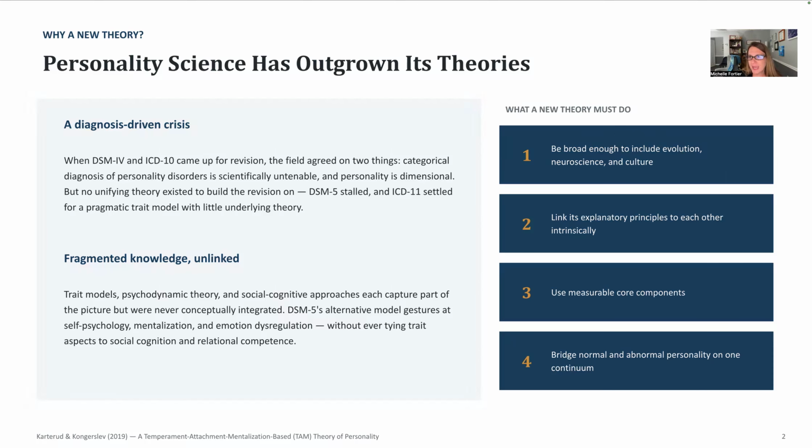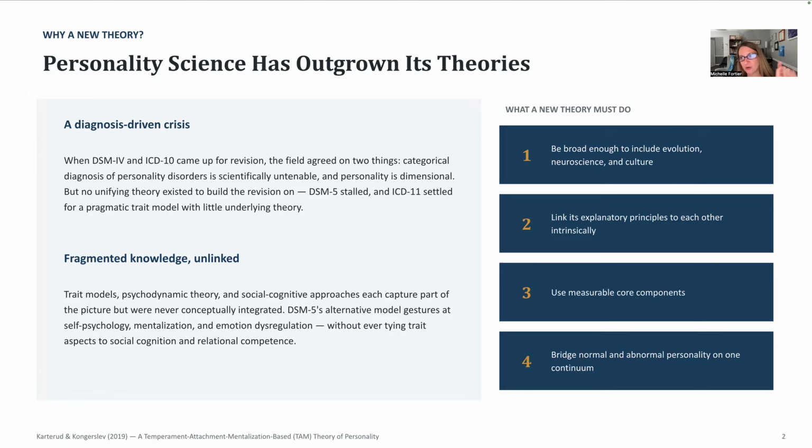And the authors say, why a new theory? Well, personality science has outgrown its theories, and they talk about a diagnosis-driven crisis. When the DSM-4 and the ICD-10 came up for revision, the field agreed on two different things.